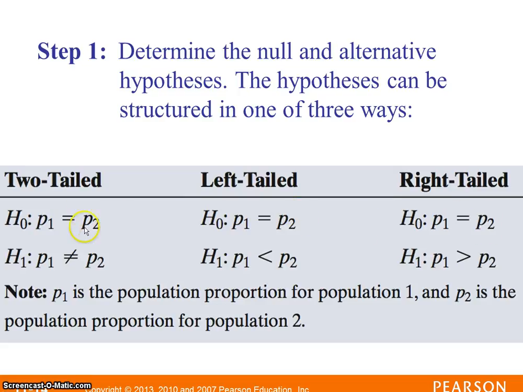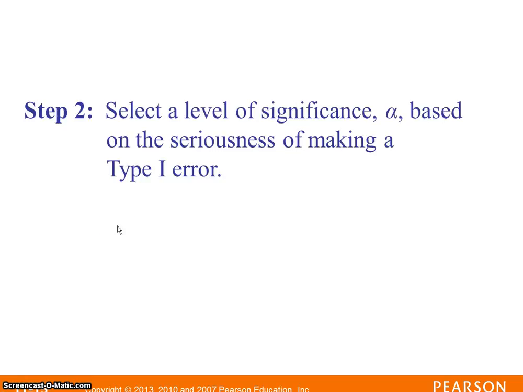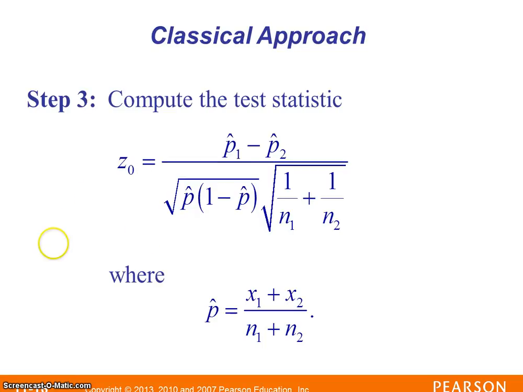You'll notice in this case, though, that you have two different proportions. And then you will have to determine the level of alpha, which will usually be given to you in the problem. Unless otherwise stated, it will typically be 5%. And then you calculate your test statistic, in this case, using the pooled population proportion. So you calculate this number just as before.